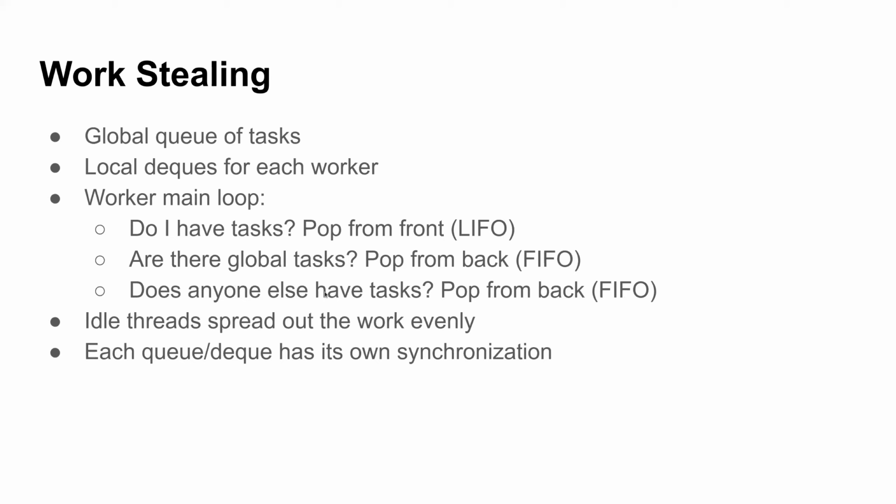So you go through the workers, you look for who might have a bunch of tasks to be completed, and then you pop from the back of their list so that basically one worker doesn't get hogged down with a bunch of tasks. So this will help increase the parallelism in your thread pool. Idle threads spread out the work evenly. That's what I'm getting at. And then each queue and deque has its own synchronization variables. And those are things you can protect with mutexes or semaphores or what have you.